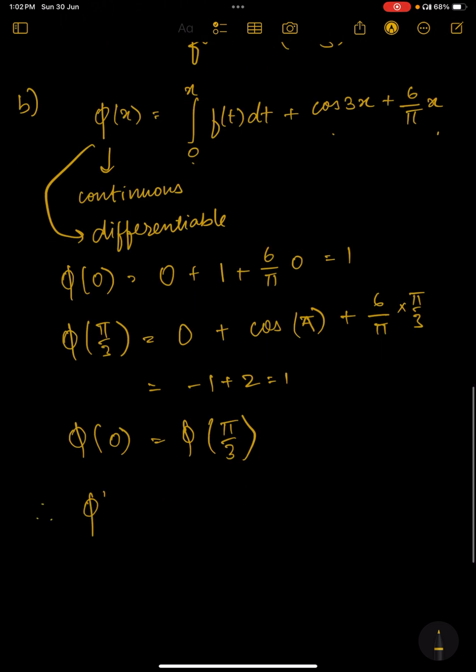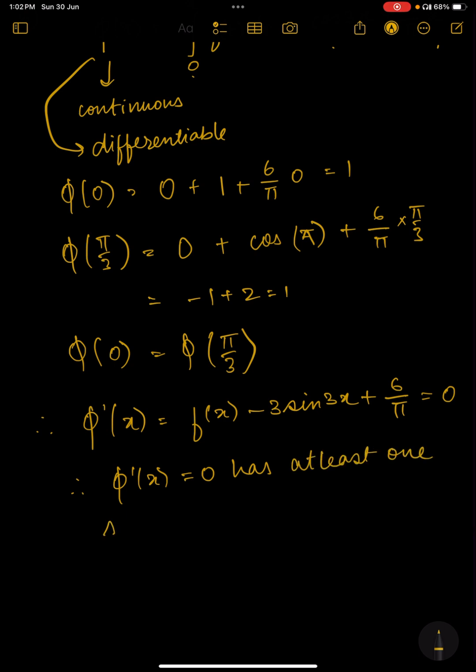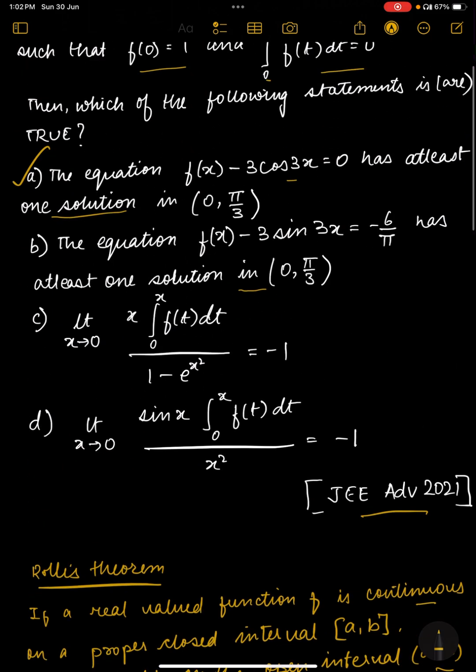Therefore, if I find phi dash of x, it's nothing but f(x) plus minus 3 sine 3x plus 6 by pi, which is equal to 0. Therefore, phi dash x is equal to 0 has at least one solution for x belonging to 0 to pi by 3. So option B is also correct.